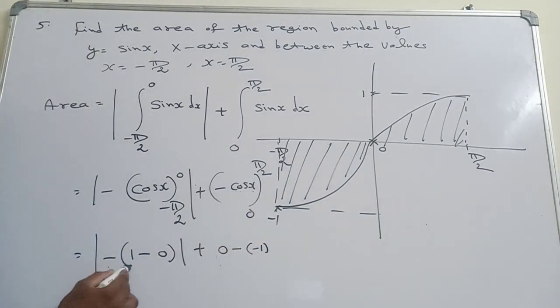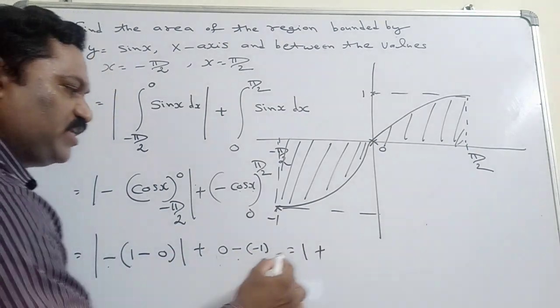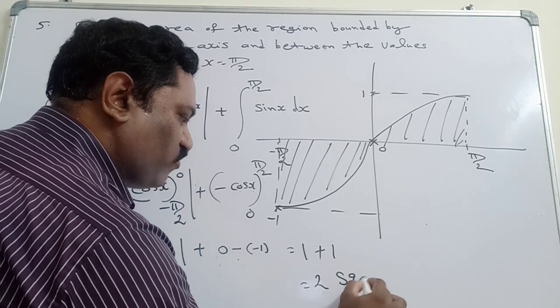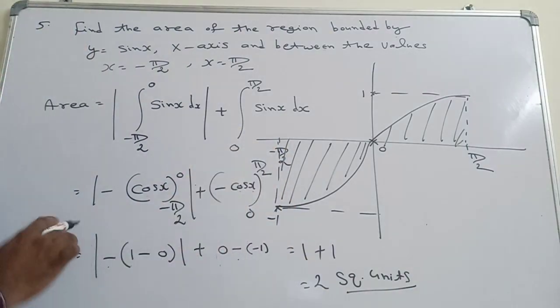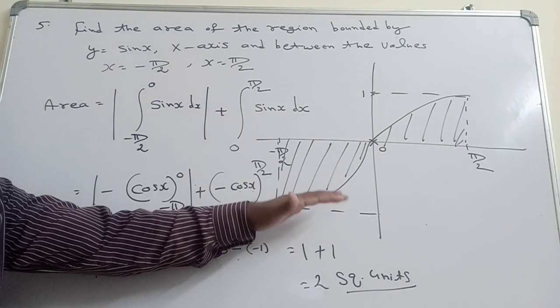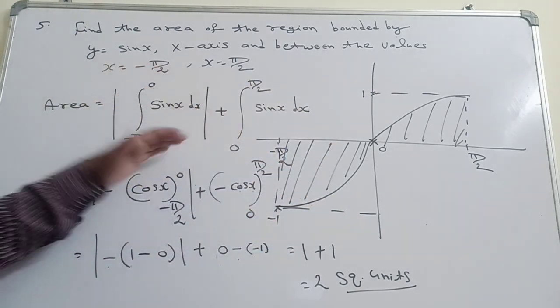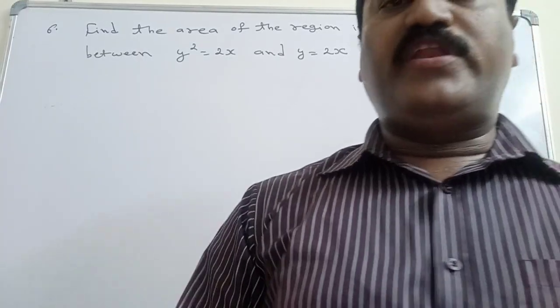Therefore, it is minus 1 under the modulus, which means this is 1 unit, plus or minus of minus 1, that is the plus 1 unit. So the total area is 2 square units. So this is the area bounded by that curve with the x-axis between the given limits. Whenever you find some curve below the x-axis, we have to keep that area within the modulus, then evaluate it. Next, look at the next problem.